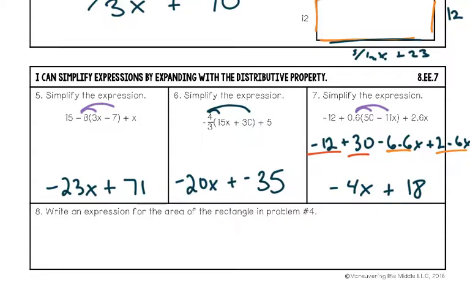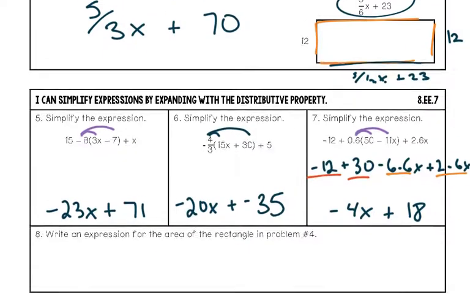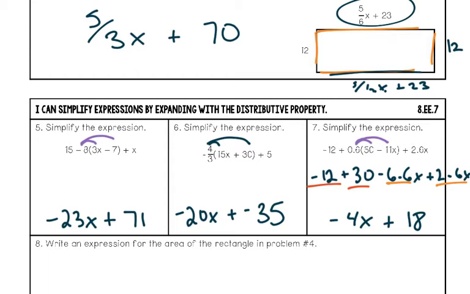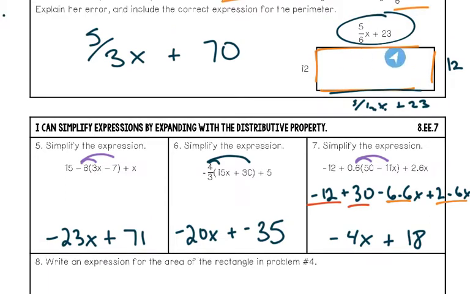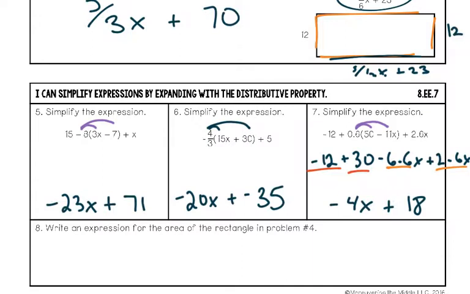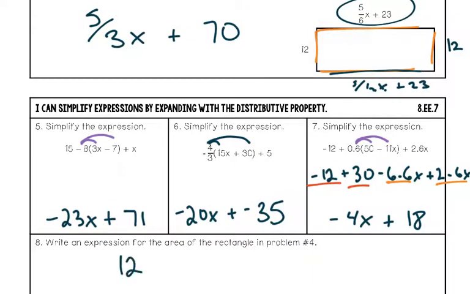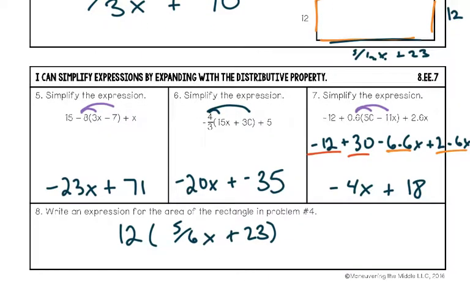And then number 8 says write an expression for the area of the rectangle in problem 4. So in problem 4, we have a rectangle, which means that the length times the width gives us the area. So I'm just going to show it to you right here, 12 times 5/6x plus 23. And then we can simplify that further because we can distribute that 12 on the outside to each of these terms on the inside. So your final answer would be 10x plus 276. And then if you were really fancy, you would write units squared because it's area.